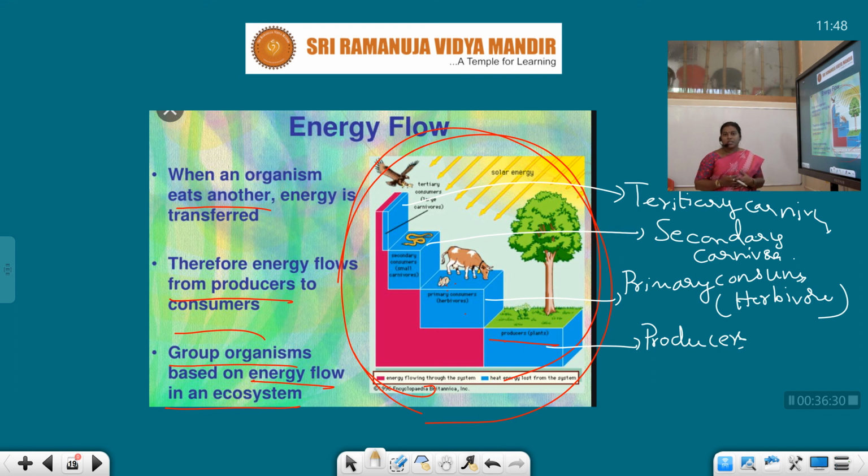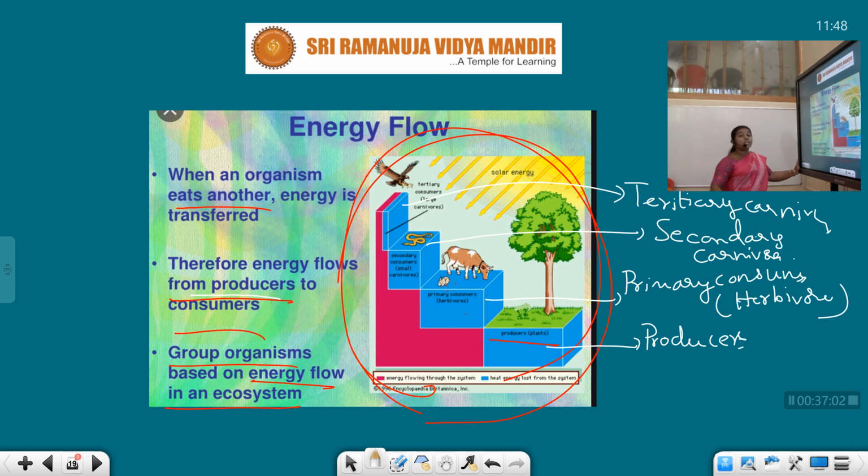Example, we are there, students. Vegetable is one of the trophic level producers, right? We are the organisms of the next trophic level. Understand? For example, if we eat any chicken, the chicken is the next level, and to that next level we will come. Therefore energy flows from producers to the consumers.